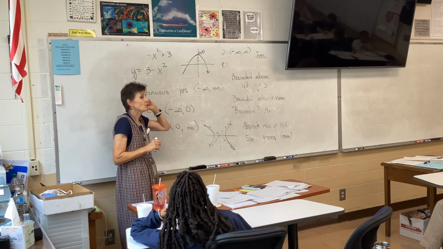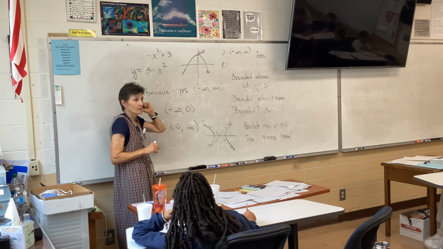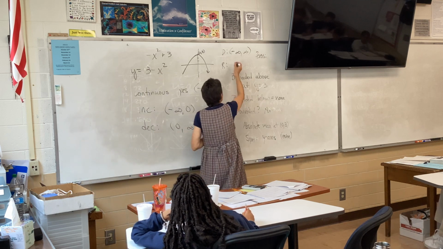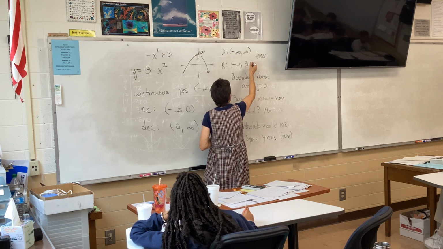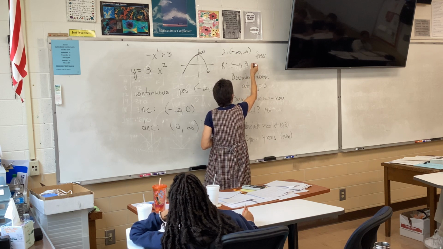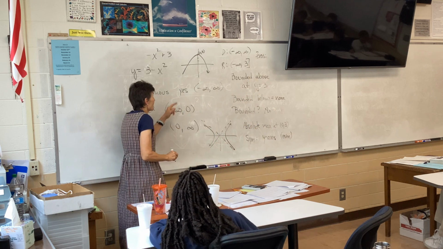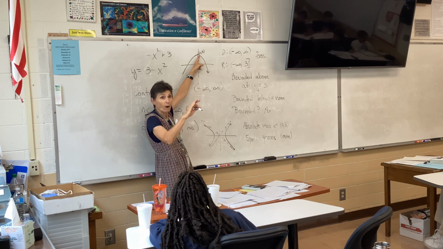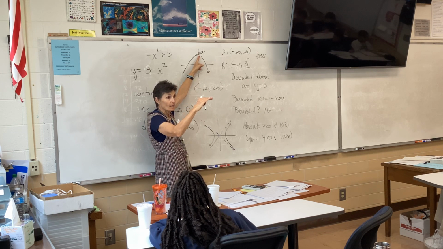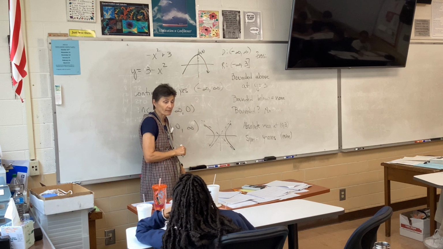How about range? Kamara says negative infinity to 3. Did you put parentheses here or bracket? Should be bracket, but otherwise you're exactly right. That's your range, because that point's included, right? It does go up to 3, and then everything below it, so you're exactly right.